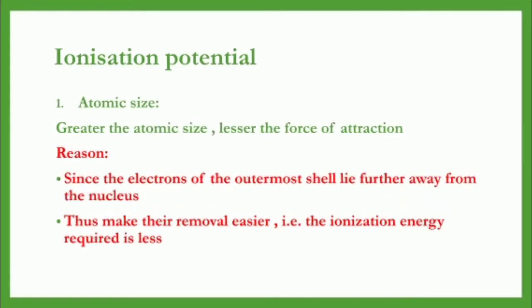Ionization potential, when coming to the atomic size: greater the atomic size, lesser the force of attraction. Last week we saw atomic radius: the shells are increasing, so the radius is larger, the electrons will be loosely bound, and it easily loses the electrons. So the force of attraction will be very less, and the ionization energy required is very less because it is loosely bound, so no more energy is required.